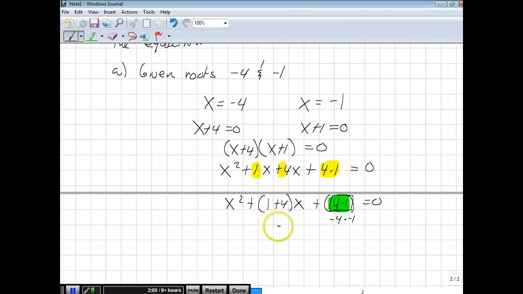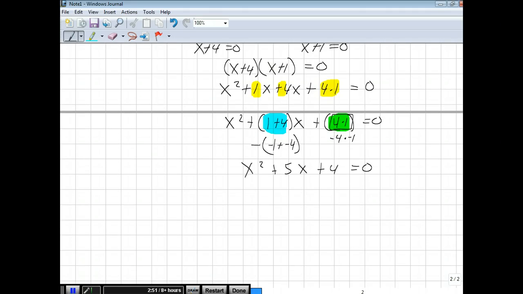Okay? And the middle term, this one, is really the opposite of the sum of the roots, because the roots are negative 1 and negative 4. So if I add those, I get negative 5. But it's the opposite of negative 5, which is a positive 5. So I get x squared plus 5x plus 4 equals 0. That is the equation whose roots are negative 4 and negative 1.